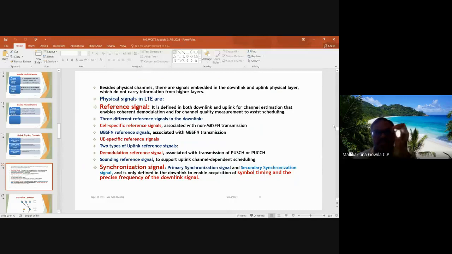Let me say what those signals are. Besides these physical channels, there are signals embedded in the downlink as well as the uplink physical layer. These signals do not carry information from higher layers. So let us see what those signals are.